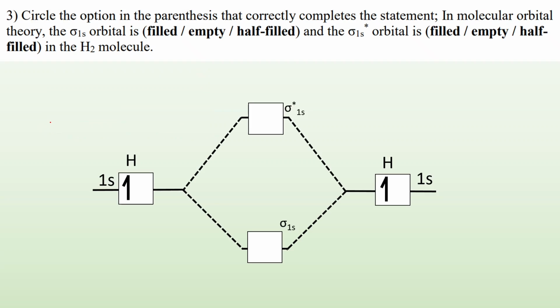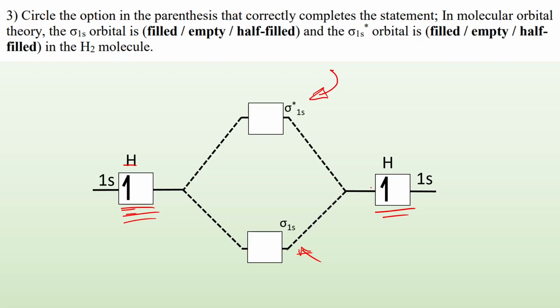Number 3, circle the options in parentheses that correctly complete the statement. In molecular orbital theory, the sigma 1s orbital is filled, empty, or half filled, and the sigma 1s antibonding orbital is what in an H2 molecule? So H2, well, each hydrogen has one valence electron. So when we do the molecular orbitals, we take these atomic orbitals, we mix them together, we get a bonding orbital and an anti-bonding orbital.